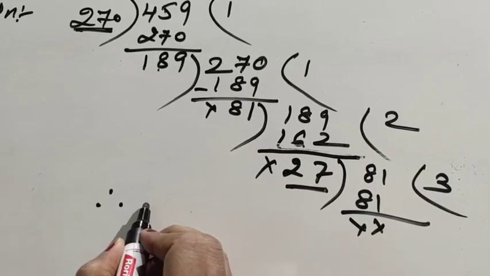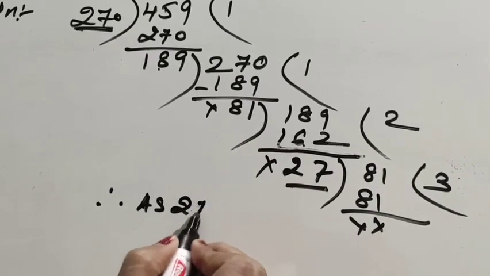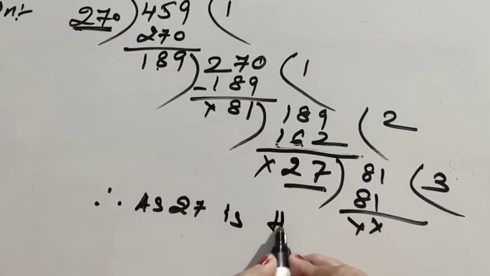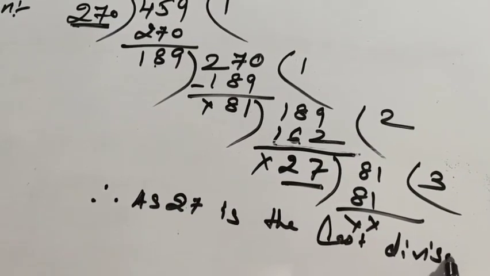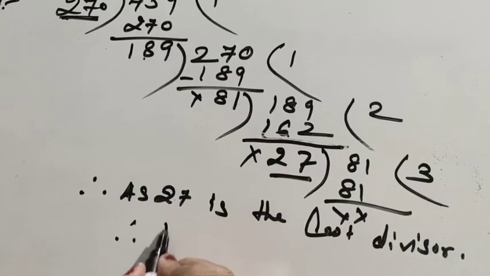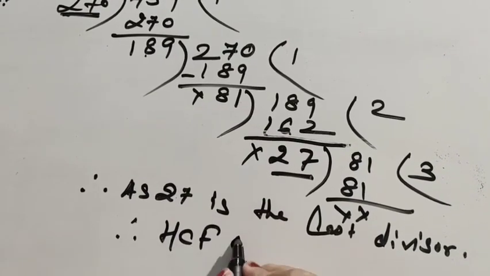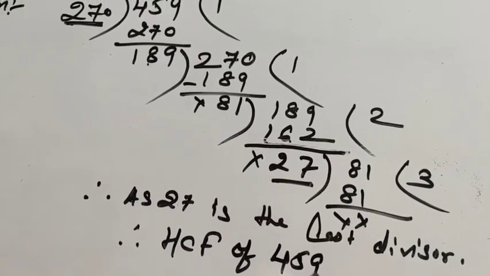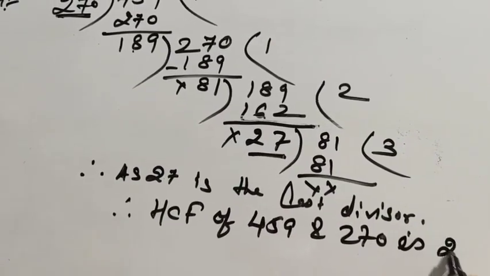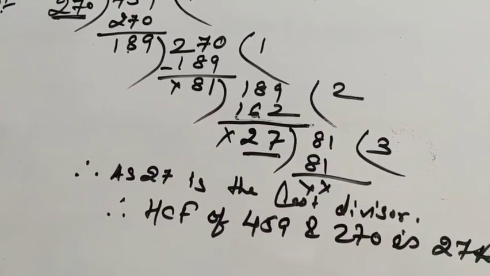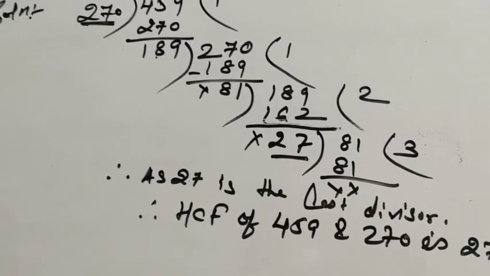As 27 is the last divisor, therefore HCF of 459 and 270 is 27, is your correct answer. Okay, any doubt is there?